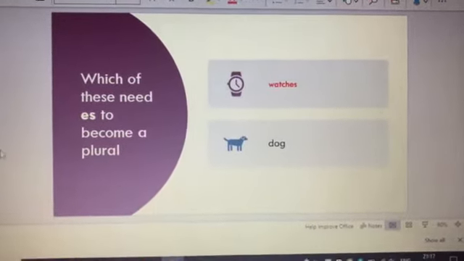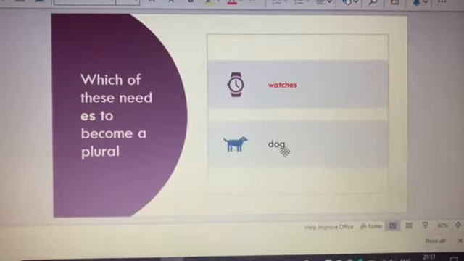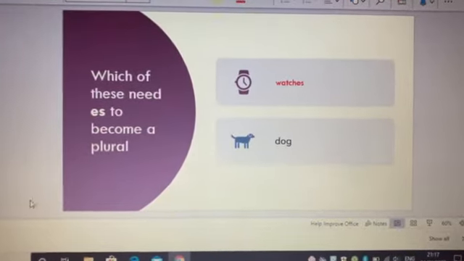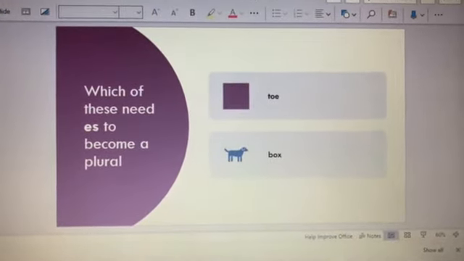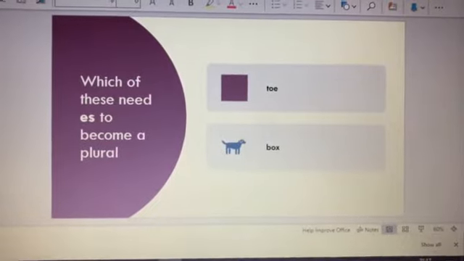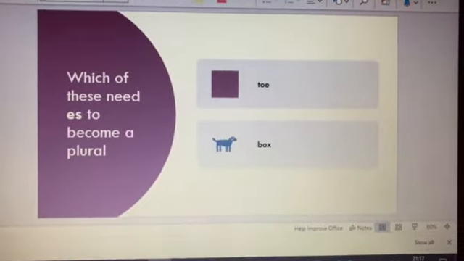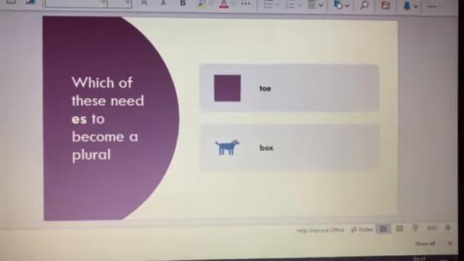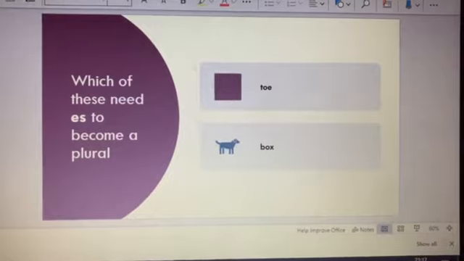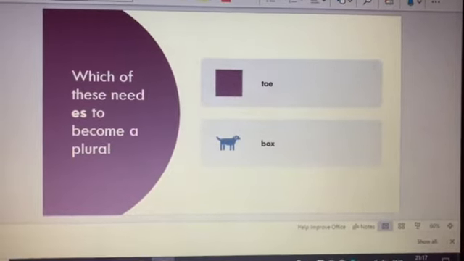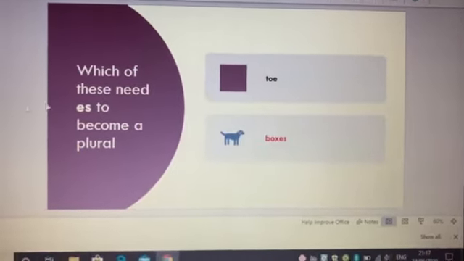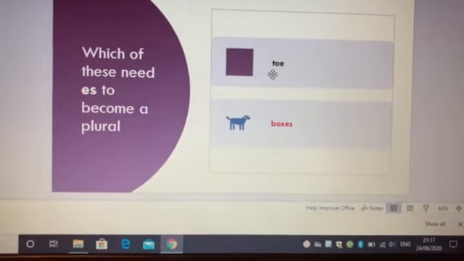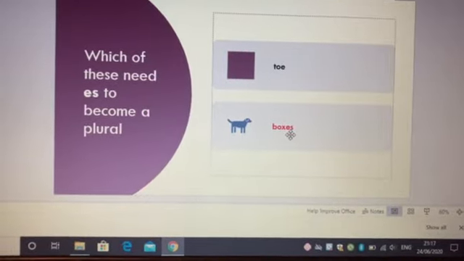It was watches. We don't say dogges, we say dogs, and we say watches. Okay, let's have a look again. Our second example, which of these needs an ES plural? Is it toe or box? Try saying them to yourself with an ES ending. Which was it? Point to the screen. It is boxes. We don't go saying toeses. We say toes and boxes.